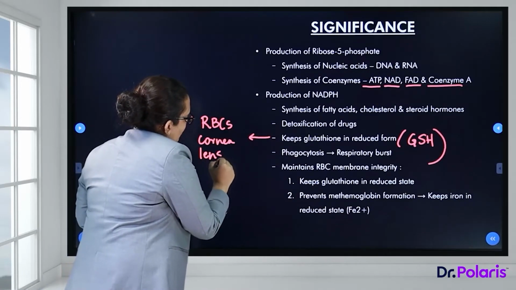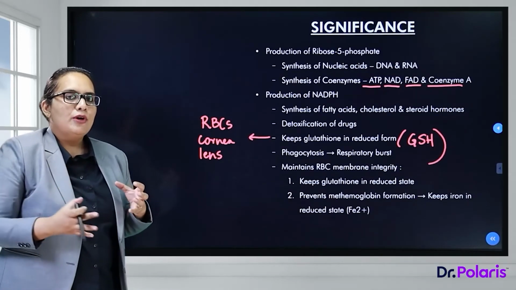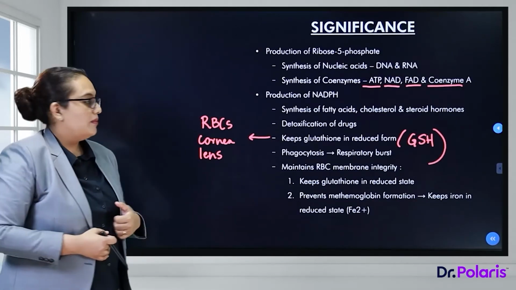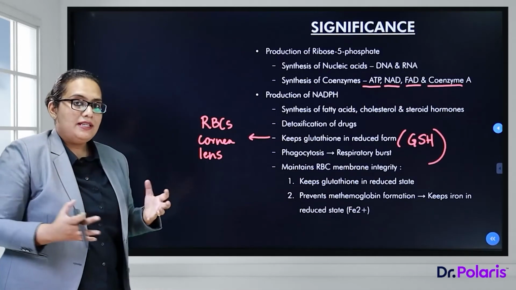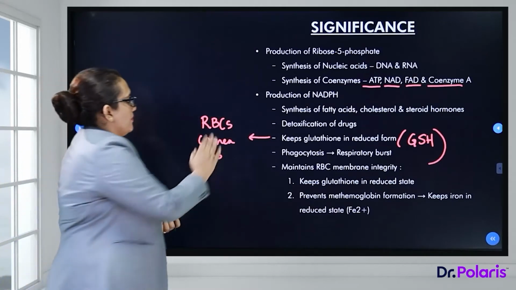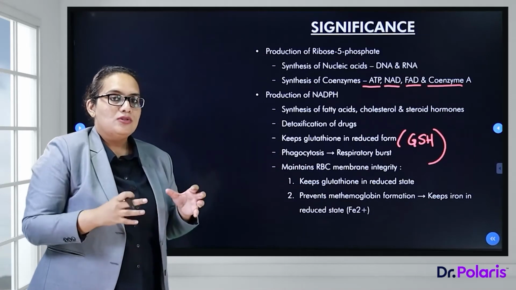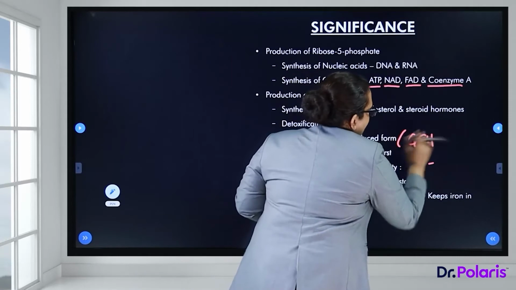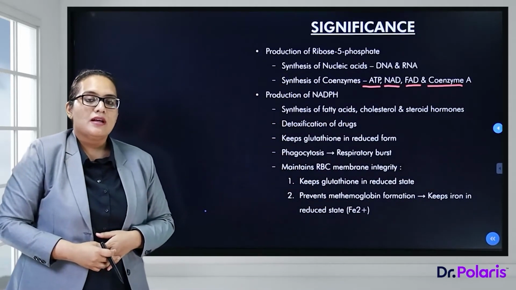because these tissues are also exposed to oxygen, and exposure to oxygen can result in the formation of hydrogen peroxide, which is the major free radical formed. So reduced glutathione helps maintain the structure, the stability and the integrity of RBCs, cornea and the lens. It is also said that the presence of reduced glutathione can maintain the transparency of the lens. The next and the most important function of NADPH is in phagocytosis.